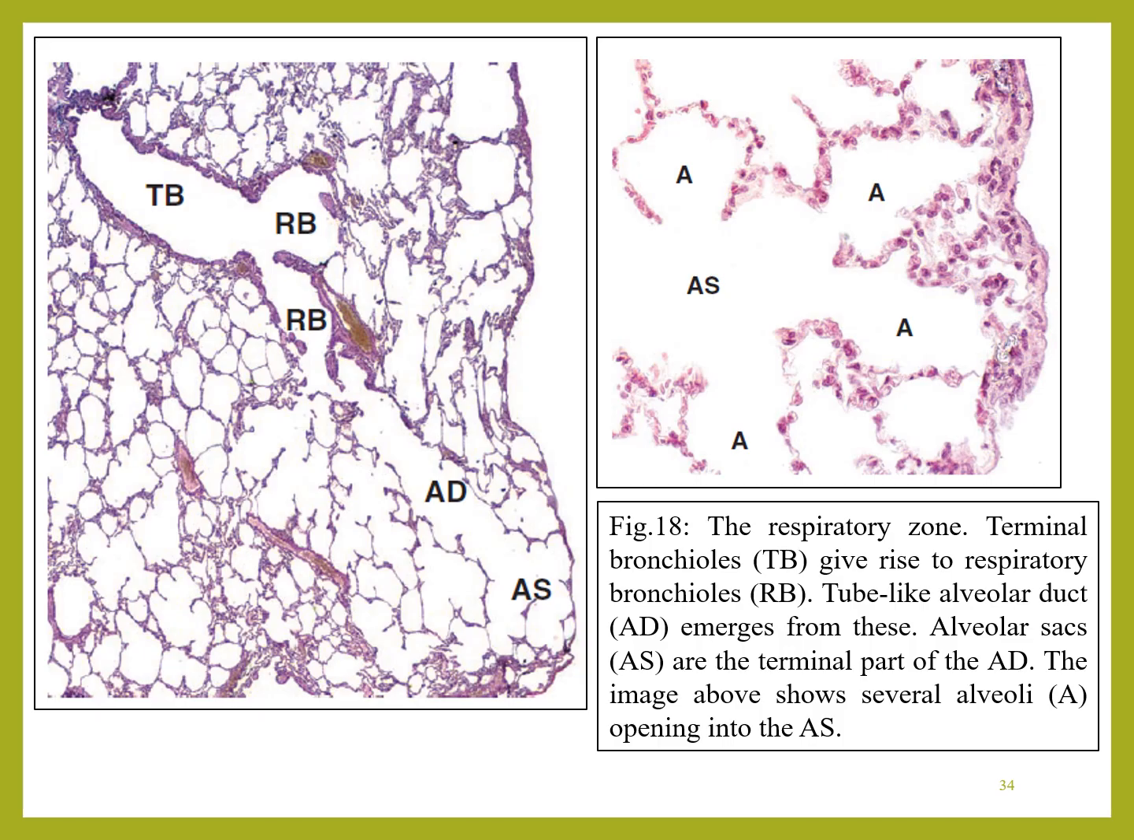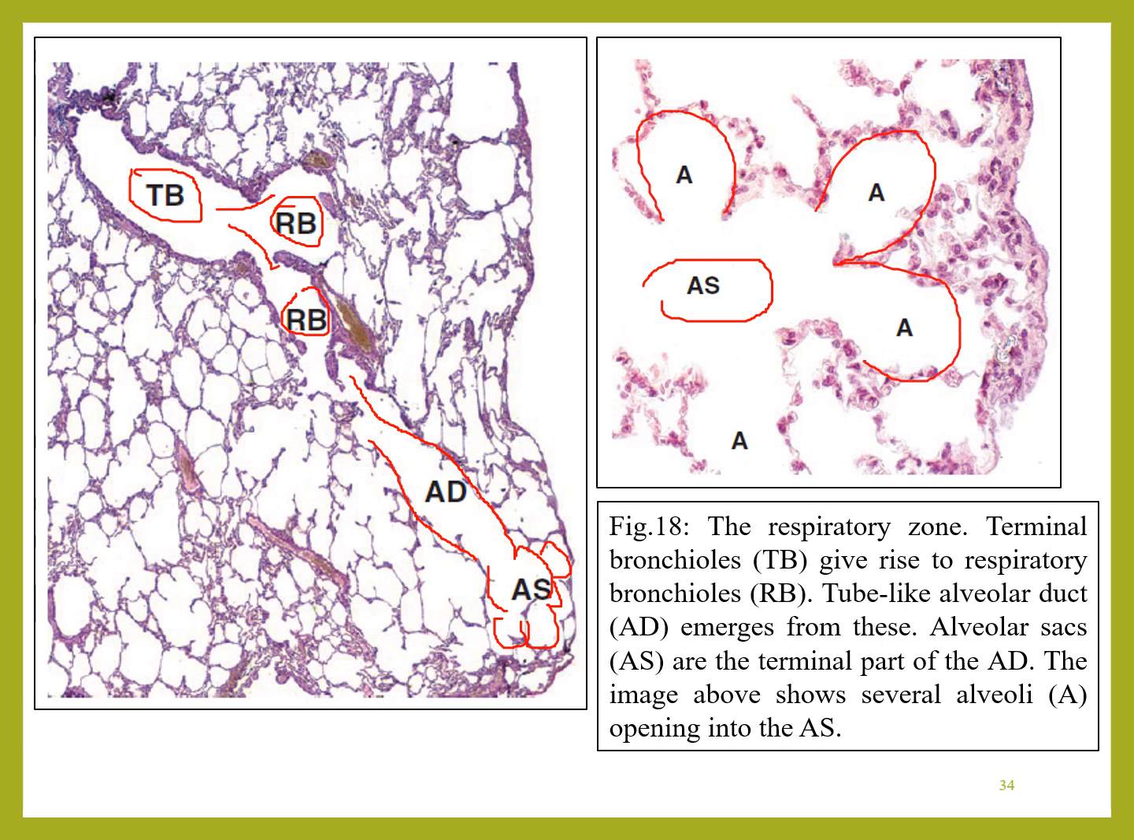So in this image here we have a terminal bronchiole that gives rise to two respiratory bronchioles, and from this respiratory bronchiole we have an alveolar duct. This alveolar duct ends in an alveolar sac, and into the sac several alveoli open. And here in this image, this is an alveolar sac, and into the sac several alveoli open. So these two images represent the respiratory zone of the respiratory system.